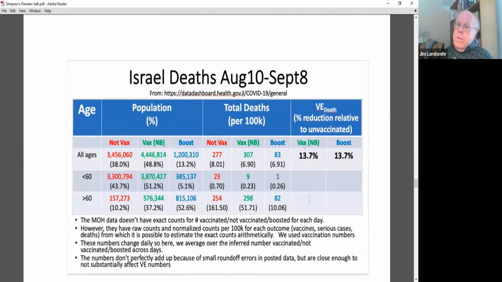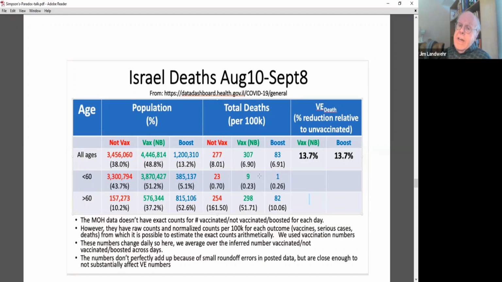So the first part of this, all ages, that's what we've got up till now. Those numbers are just repeated here. And then he divides the deaths into those who are less than 60 and greater than 60. And you see for the boosted group, there was one death less than 60, and 82 of the 83 deaths were in the greater than 60 age group.